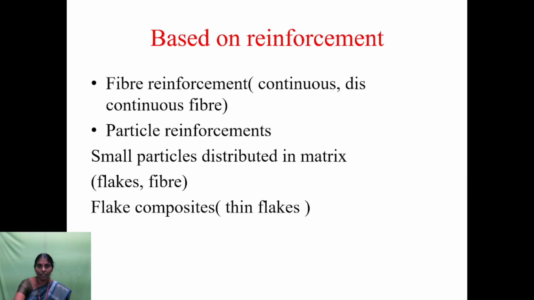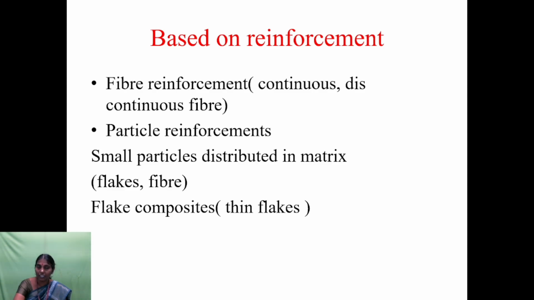Okay, so next is classification based on reinforcement. Reinforcement gives the strength and stiffness of the material. There are three types of reinforcement available. The first one is fiber reinforcement, that is continuous or discontinuous fiber. Discontinuous fiber means very short fiber. The second one is particle reinforcement, to increase the stiffness, where small particles are distributed in the matrix.